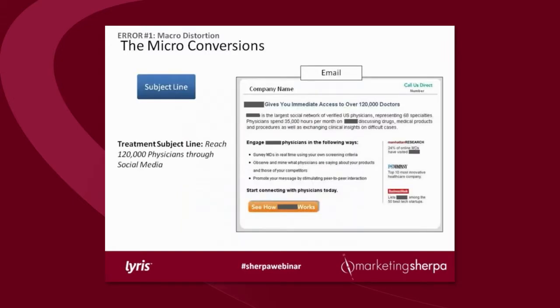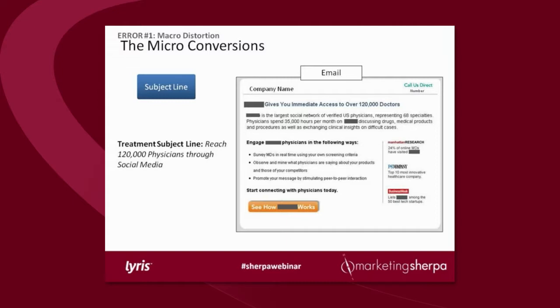So let's take a closer look at the email that we had talked about earlier. The treatment subject line reached 120,000 physicians through social media. In their research, what was most important to these pharmaceutical companies was the amount of doctors that they are reaching. You could have a social media platform, it could be the coolest thing in the world, but if it only has 5,000 physicians represented across 10 specialties, then you're not going to get much out of it. But if you have 120,000 physicians ready there, and you're interested, okay, well, tell me a little bit more.